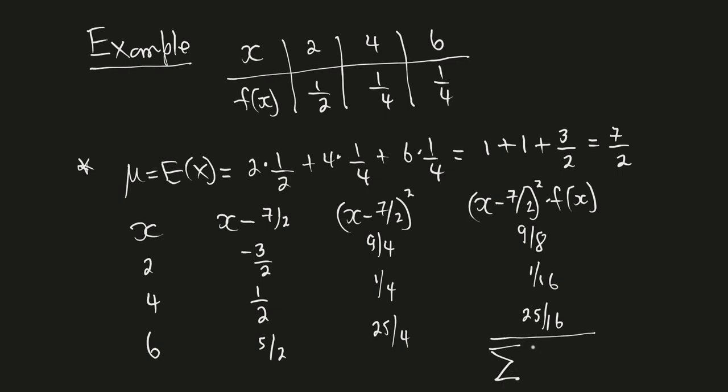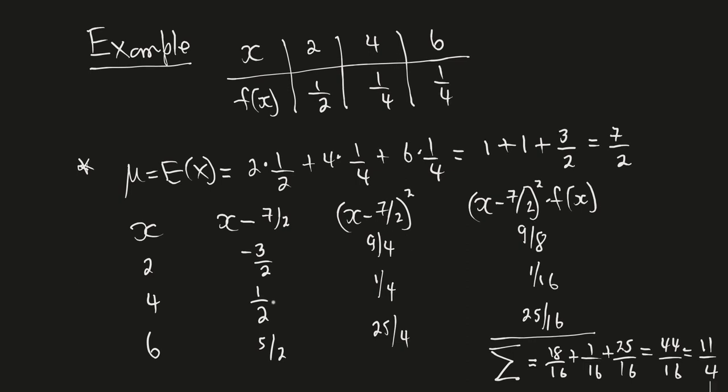So if we sum them up, let's get a common denominator of 16. So the sum there is 18/16 plus 1/16 plus 25/16, and that's 44/16, and then that's 11/4, right? So that's the variance based on our definition.